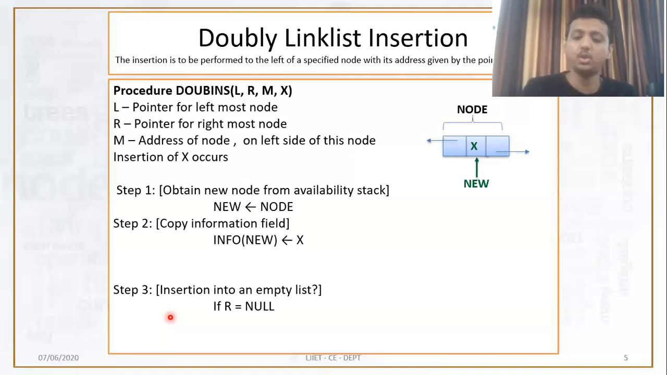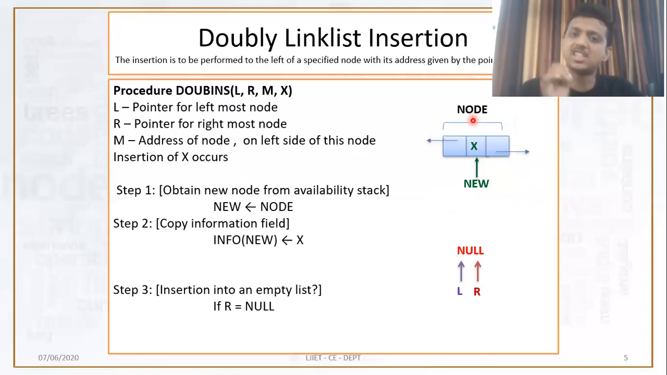If the R pointer is pointing to null, it means L is also null. So it means my linked list is empty. Before showing you these steps, I just want to show the animation for the new node. See, right now my L and R are both pointing to null. That means my linked list is empty. So whatever new node I got from the availability stack will become my first node, yes or no?